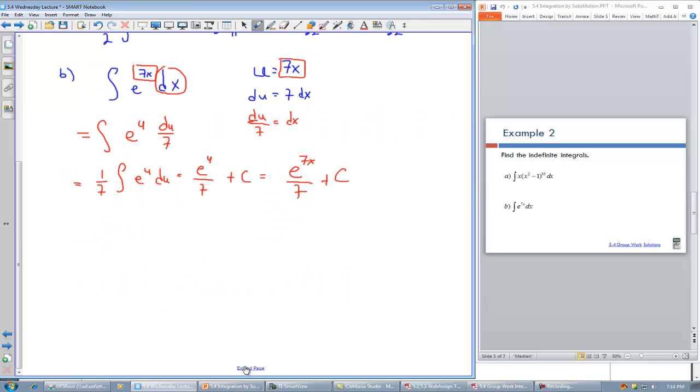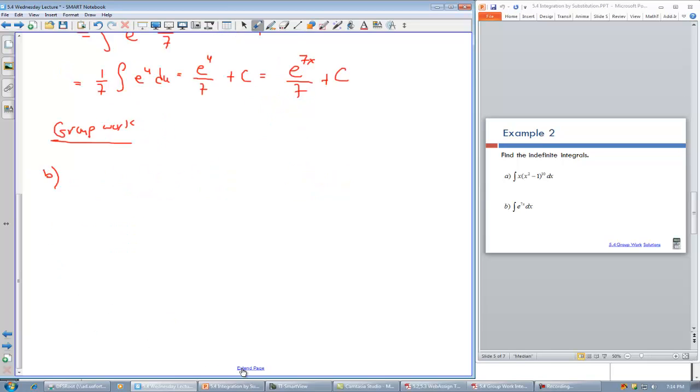All right, let's do the next group work problem. I'll write it down here, and then you can pause the video and work on it yourself. Part B, what do we have? We have the integral of e to the 5x dx. Make your substitution, and you should get for an answer 1/5 e to the 5x plus c.